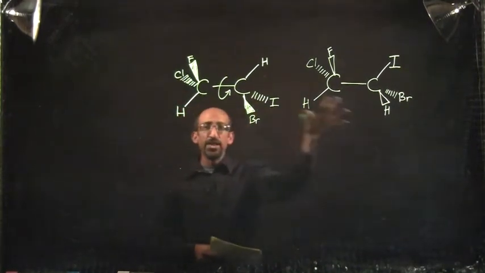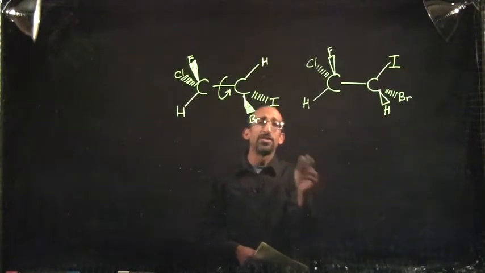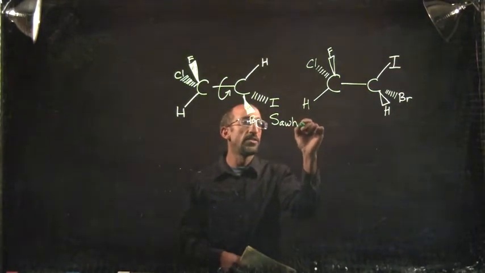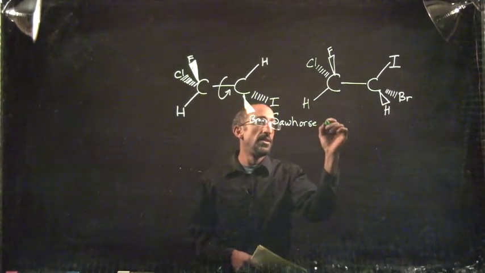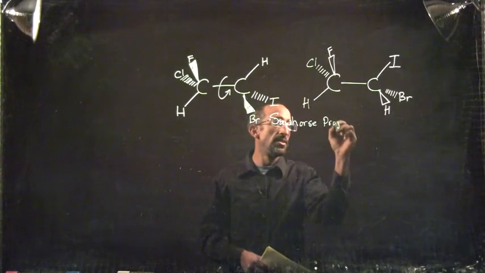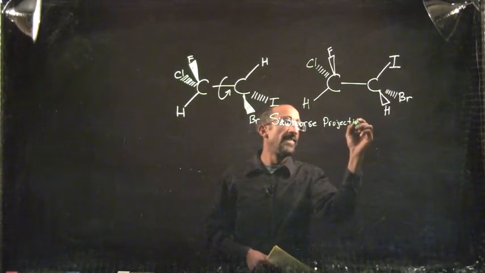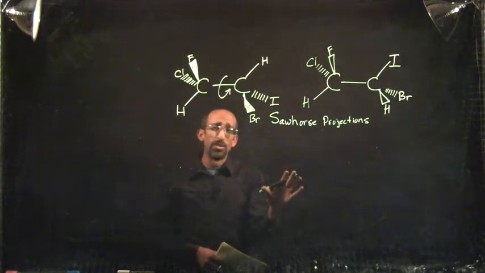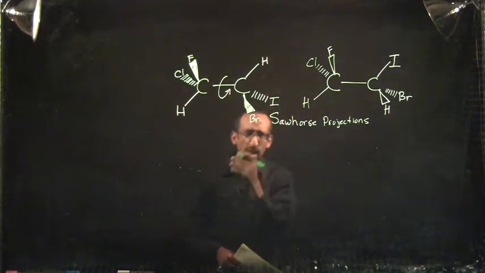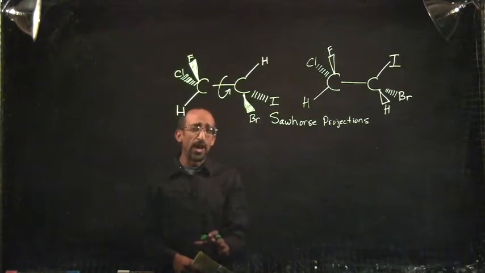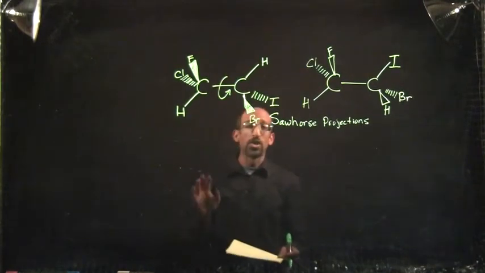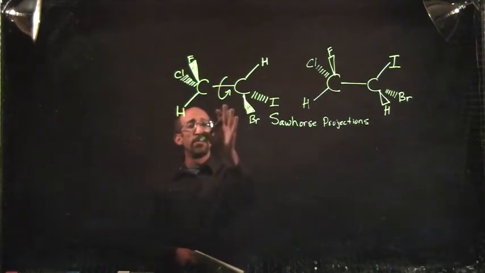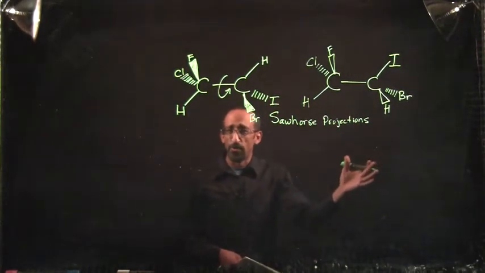Now, the depiction I have here are what are known as sawhorse projections. So these are both sawhorse projections. And that's just one way that we can show conformers of the same molecule. A much more common way for us to do this is to use what's called a Newman projection. And so now I'm going to generate Newman projections for these two conformers.